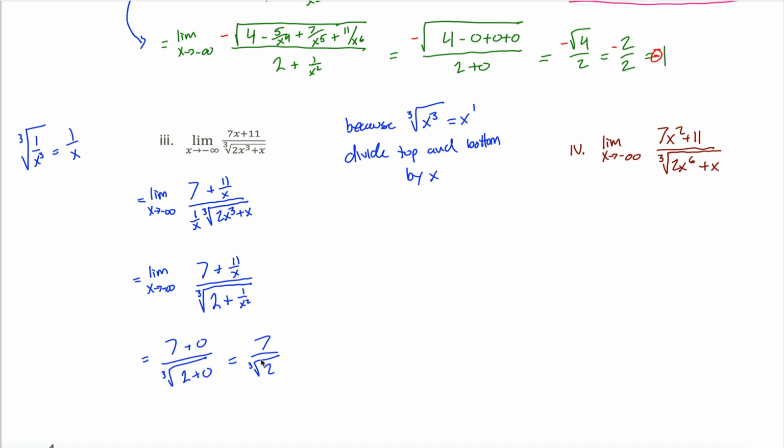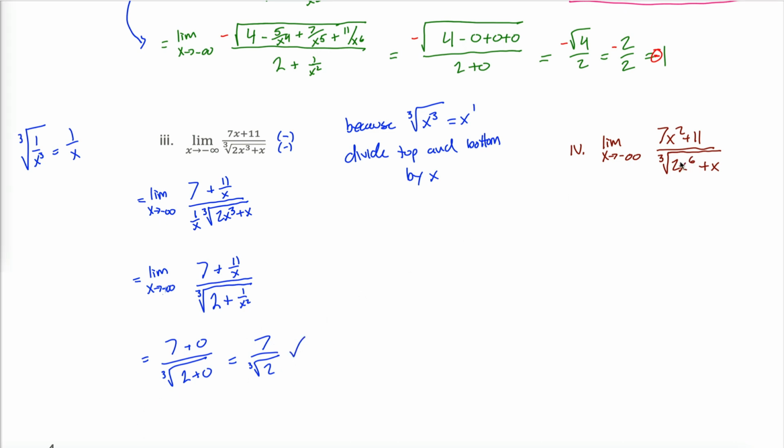We can always check your answer. If x is a large negative number, the top's going to be negative. And since a negative number cubed is still negative, and the cubed root of a negative is still negative, the bottom's also going to be negative. So I'm going to have a negative divided by a negative, which produces a positive, which is exactly what I got here. My answer must be correct.